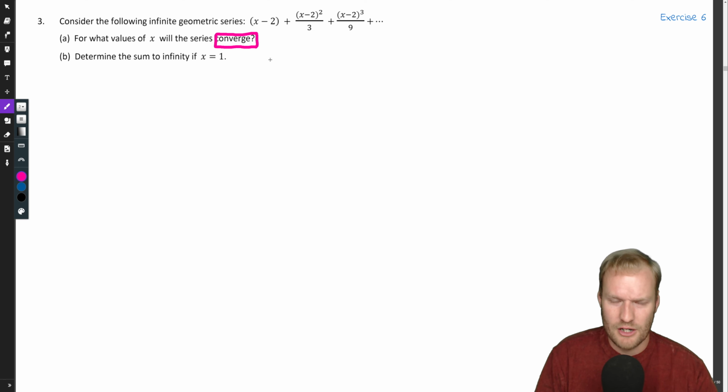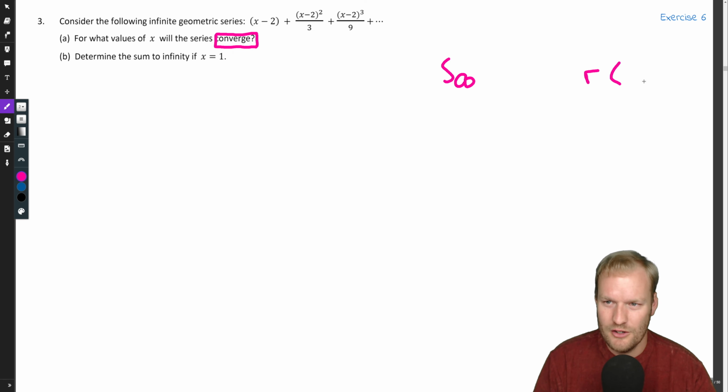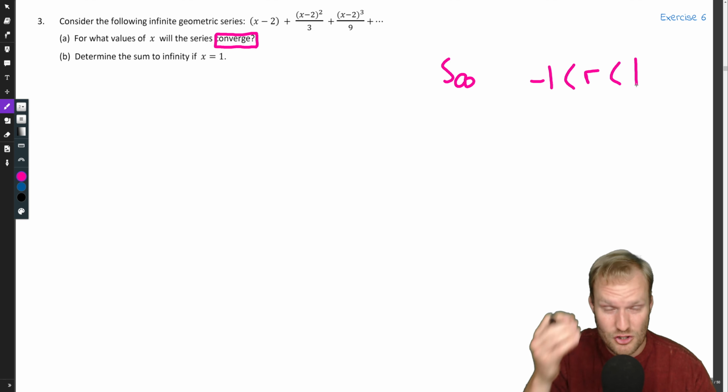As soon as we're asked about convergence, that means we're thinking of the sum to infinity. That's a great infinity sign. And we want the constant ratio to be a proper fraction, so it needs to be between 1 and -1. It could be a positive fraction or a negative fraction, proper fraction that is, and then we're good.